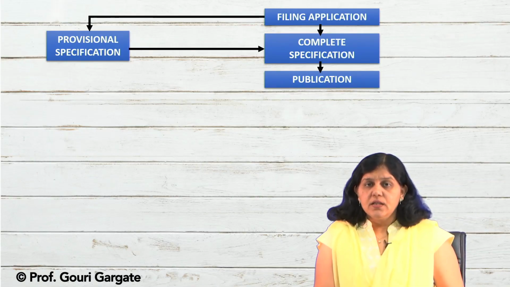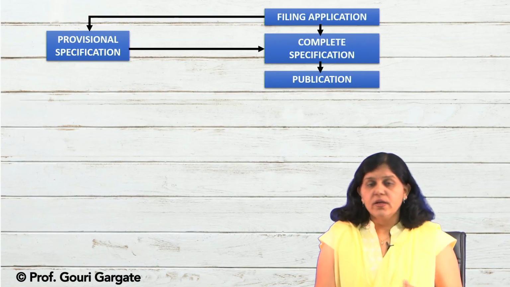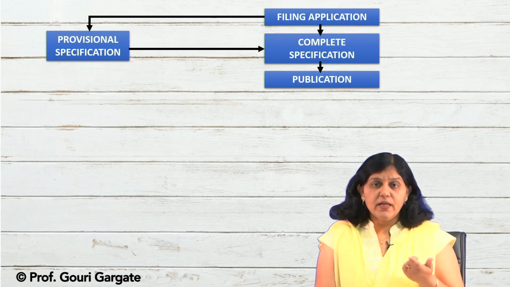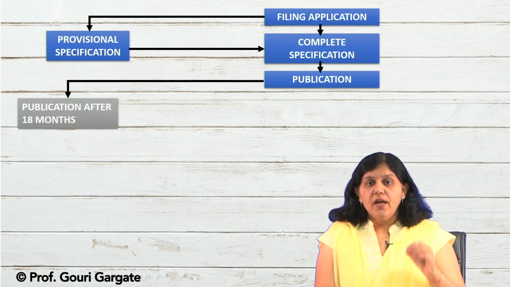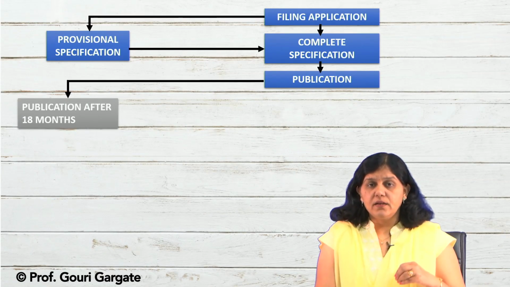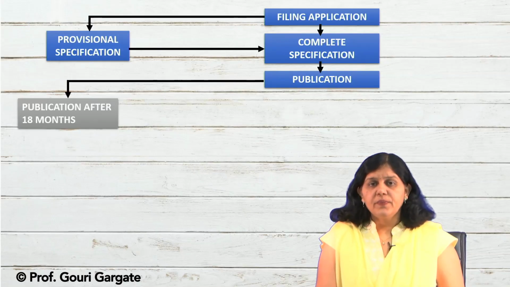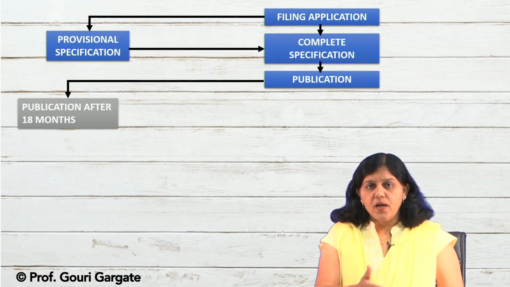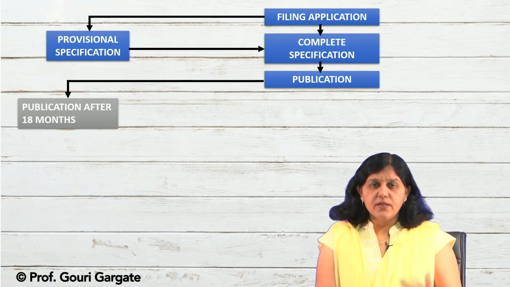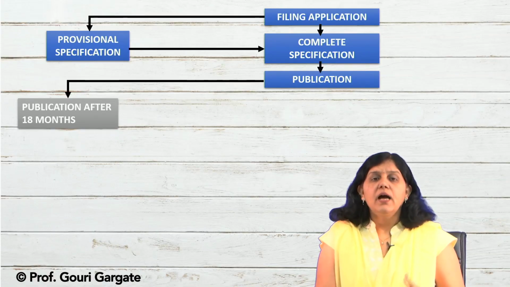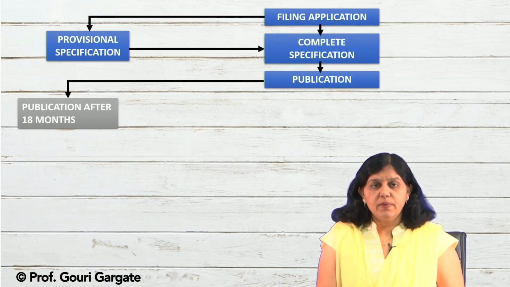This publication is automatic and there is no requirement of any fee. Publication is automatic after 18 months. However, if anyone wants to publish the patent earlier than 18 months, then he or she has to pay the requisite statutory fee. We call that an express way of patent prosecution; you can file the requisite form and give the requisite fee, and then the patent application will be published.